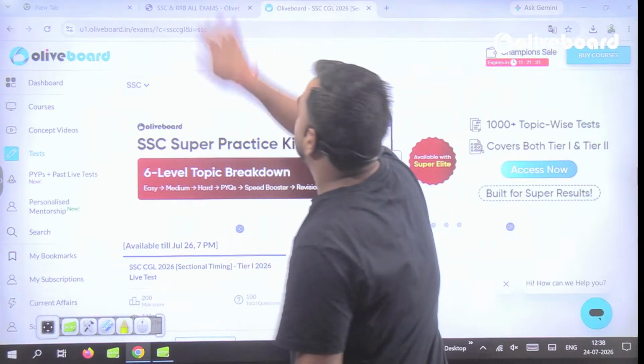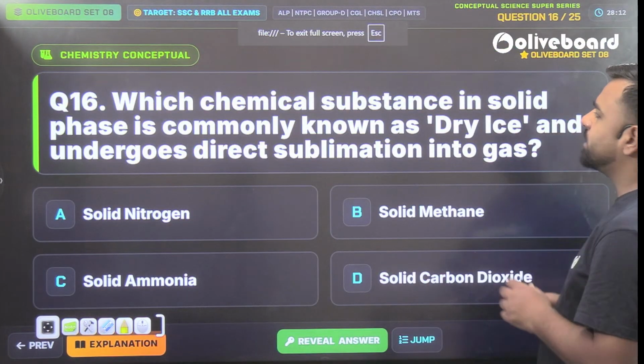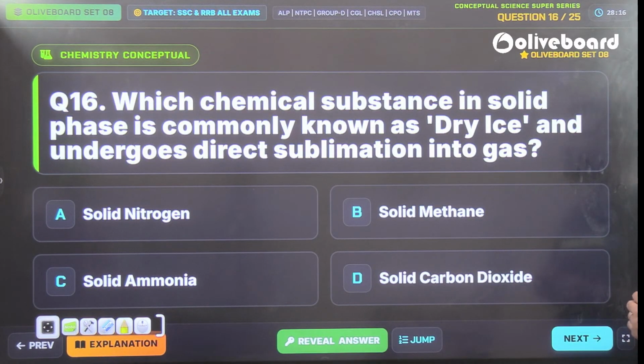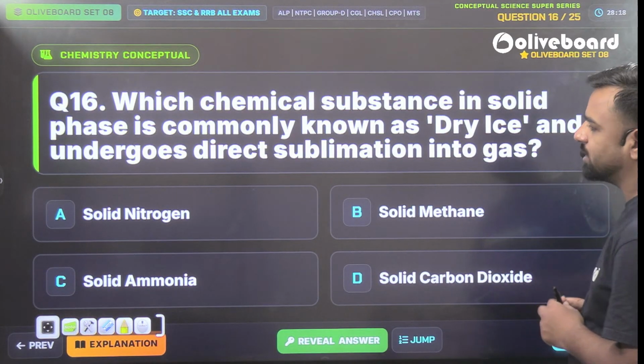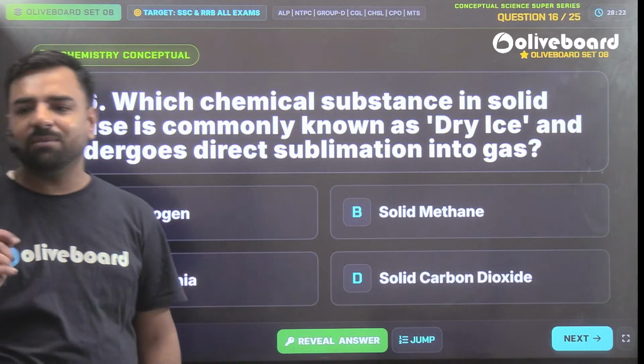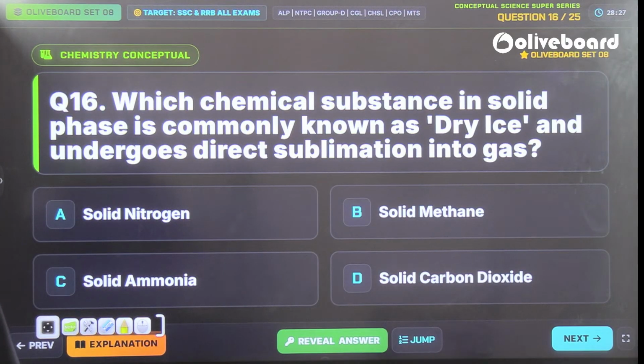Fine. So proceeding further with the next question. Now we have, which chemical substance in the solid phase is commonly known as dry ice and undergoes direct sublimation into the gas? So you have 4 options, and I don't think you can be wrong here. So Mr. M Vibe, Ankita, Harry, Utkarsh, what should be the correct answer? Vignesh is going with A, Utkarsh is going with C.